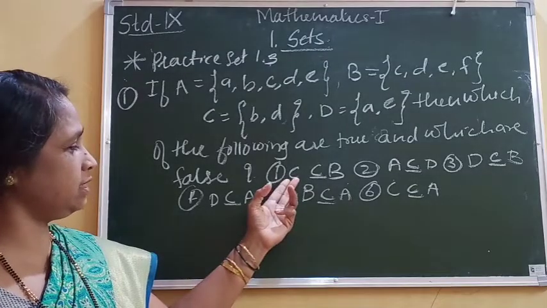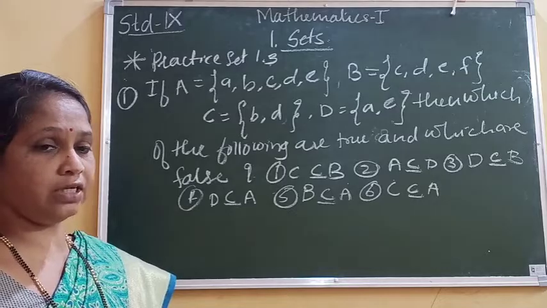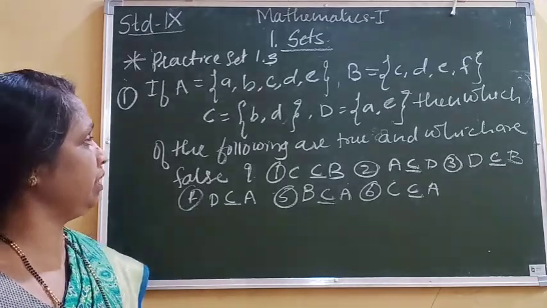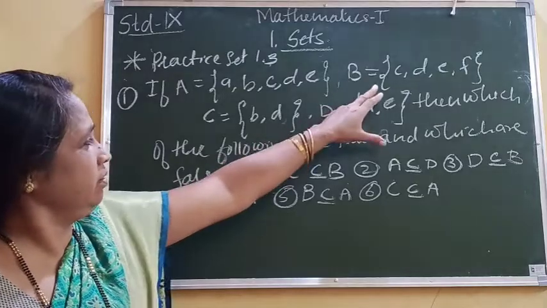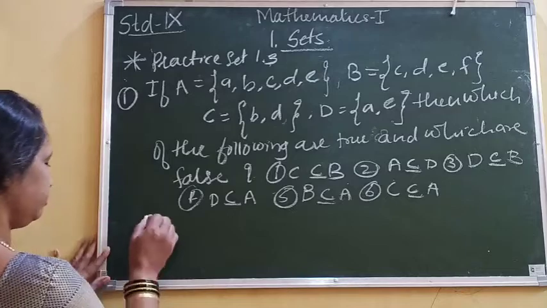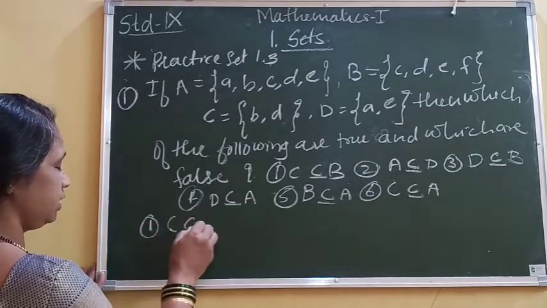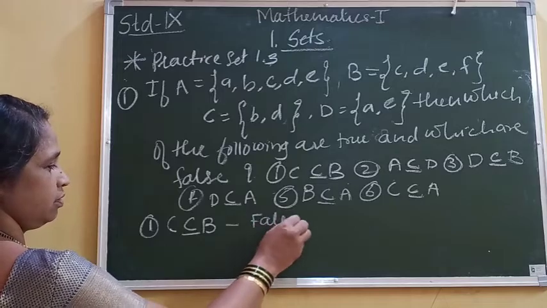Now here, see, what does it tell? C is a subset of B. It means all of C's elements must be present in B. See, D is present. Is B there? No. So the first one, C is a subset of B, is false.